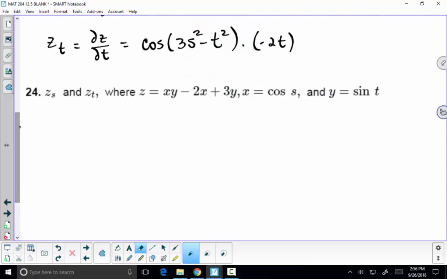Okay, so why don't you guys try this one? Find z sub s, z sub t. And I don't care if you feel like you'd rather substitute and then differentiate with partial derivatives. It's totally fine. The chain rule piece of it is more of a conceptual, theoretical thing than anything in practice when you're doing this type of chain rule.